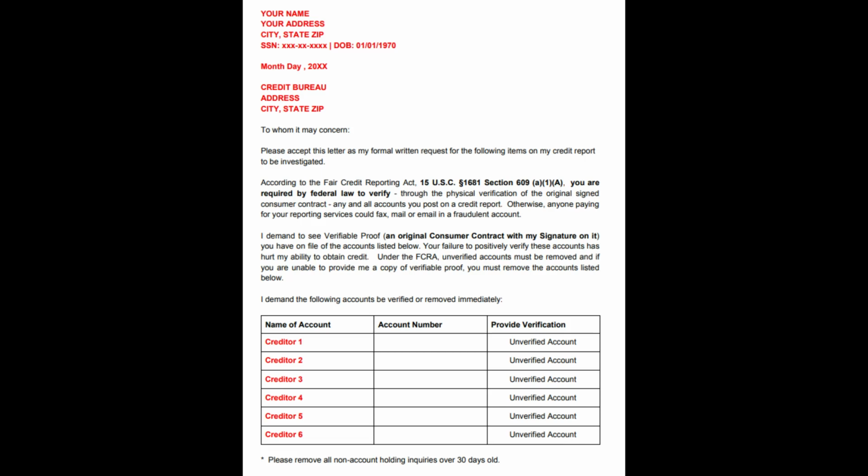So right here, you're gonna put the credit bureau's name, the address, city, state, zip. So whom it may concern. Whoever the fuck that is, right? So please accept this letter as my formal written request for the following items on my credit report to be investigated. According to the Fair Credit Reporting Act, 15 U.S.C., and that's where you're going to find your remedy.